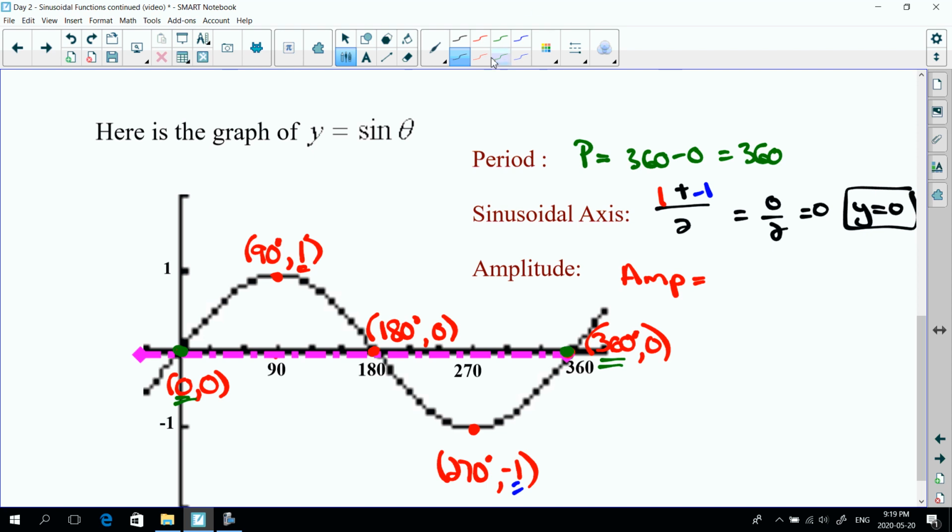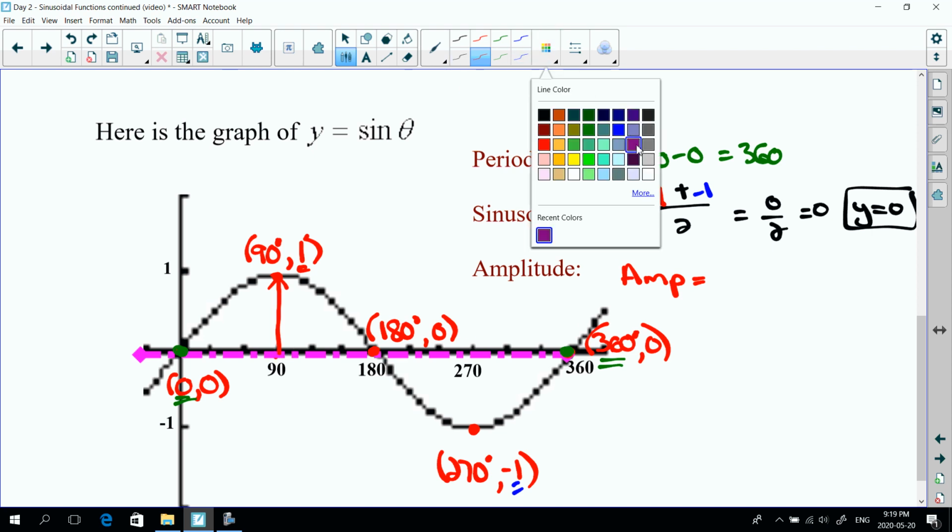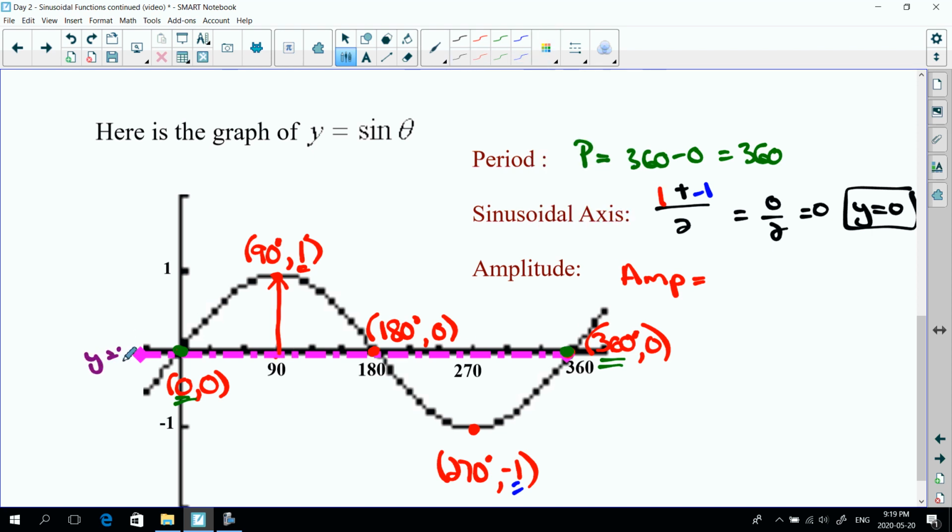The amplitude is the vertical distance from the sinusoidal axis to the maximum. Sinusoidal axis was at y equals 0. Okay, that's this line right here. The maximum is at 1. That is 1 unit. Means the amplitude would be 1. Okay, so that is the information for the graph y equals sine theta.